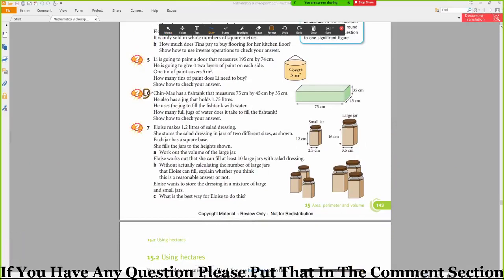Question number 6. Read this question, then understand this question, then solve this question. I need to convert centimeters to liters. Or liters to centimeters. Yeah, I think I have to convert liters to centimeters.